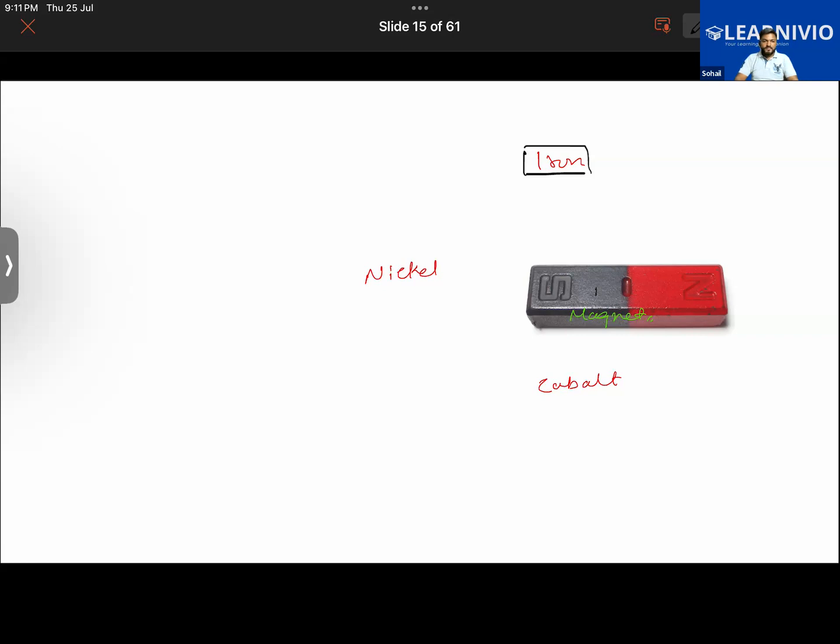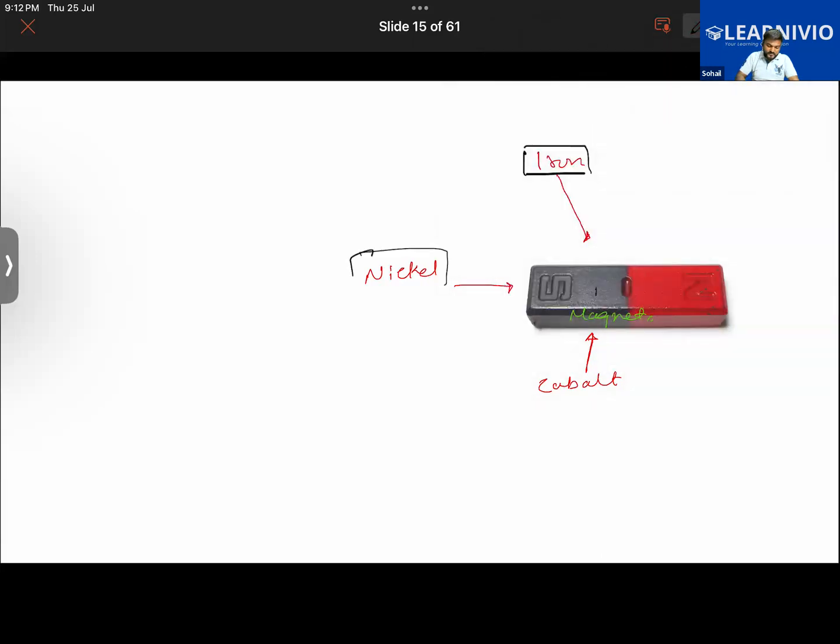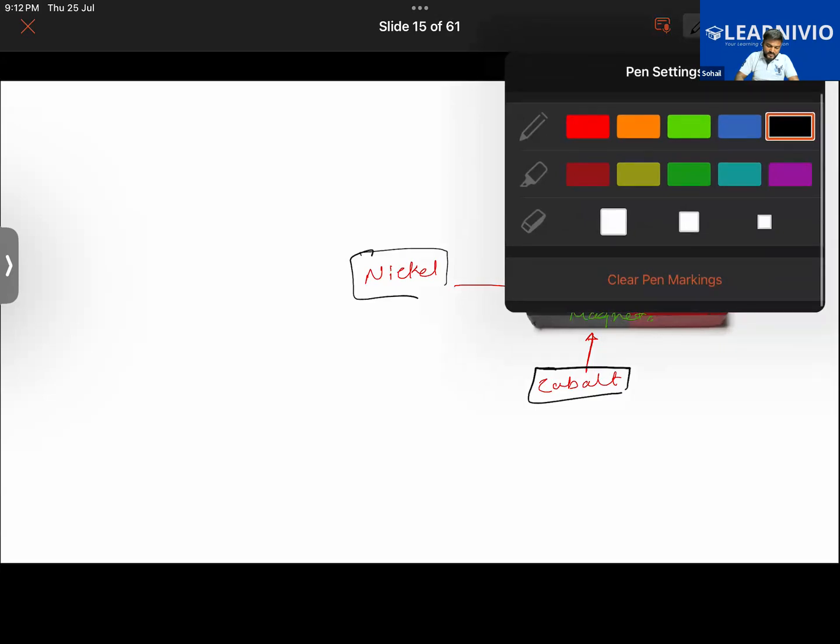Sometimes it will repel also, but repulsion will take place between two magnets, not between a magnetic object and a magnet. So we have iron, nickel, and cobalt. All of them would be attracted.